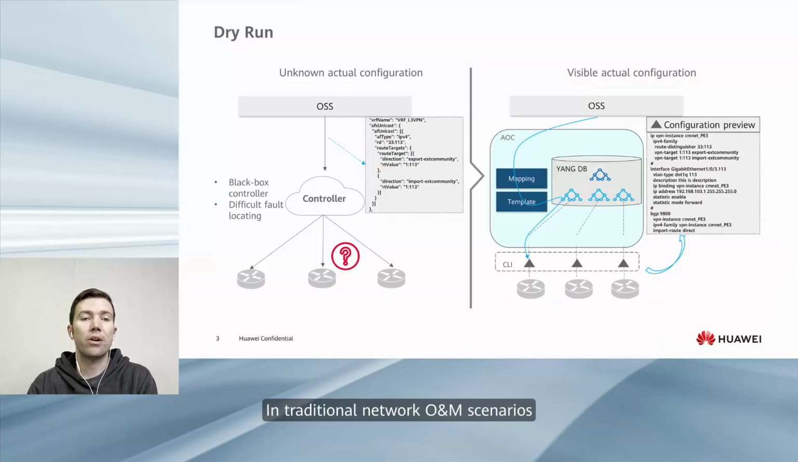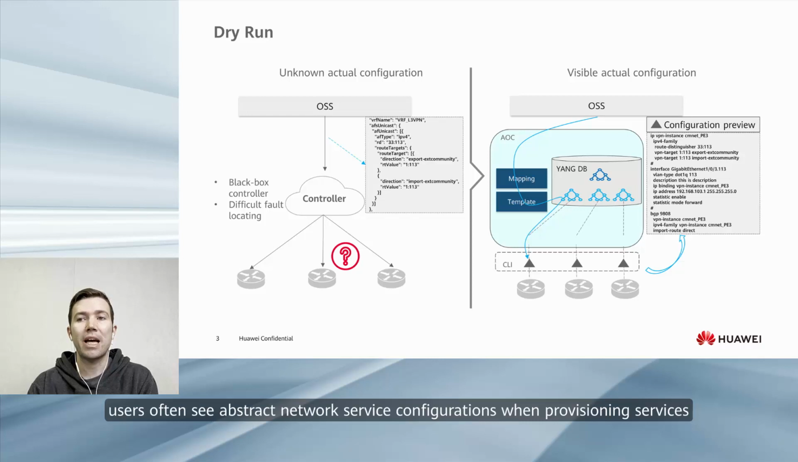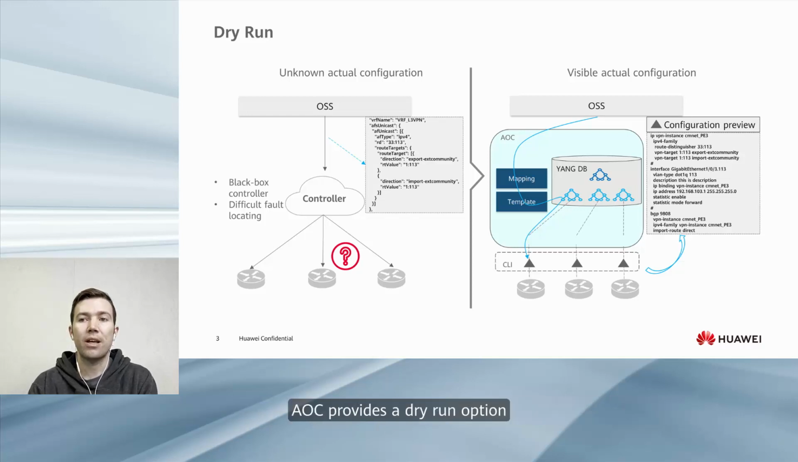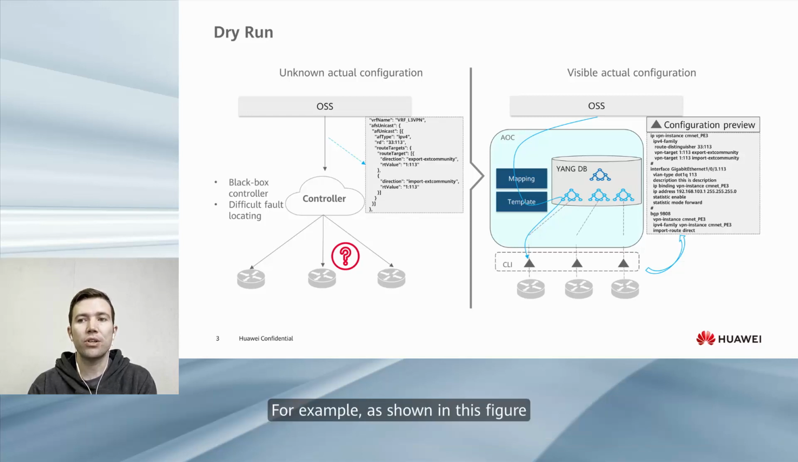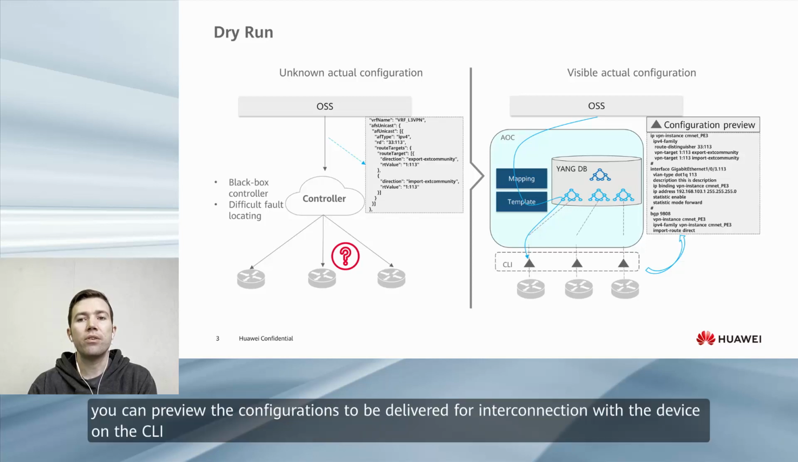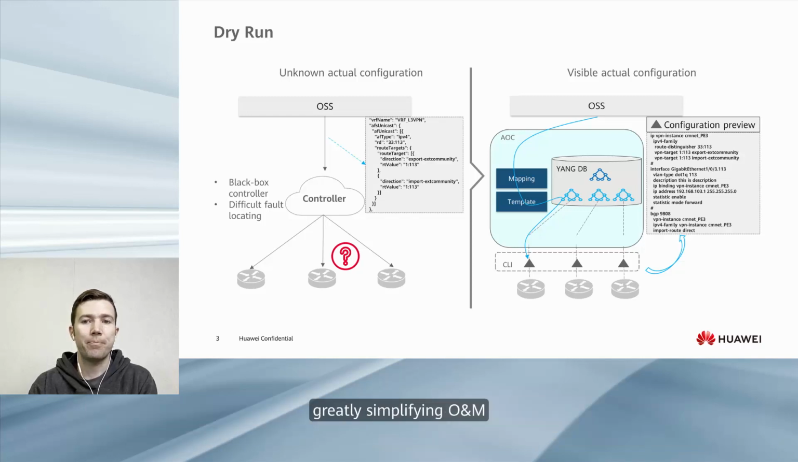In traditional network O&M scenarios, users often see abstract network service configurations when provisioning services. These configurations, however, might not always match the requirements of users. AOC provides a dry run option which allows you to preview the actual configurations to be delivered to devices based on the protocol packets for device interaction. For example, as shown in this figure, you can preview the configurations to be delivered for interconnection with the device on the CLI, greatly simplifying O&M.